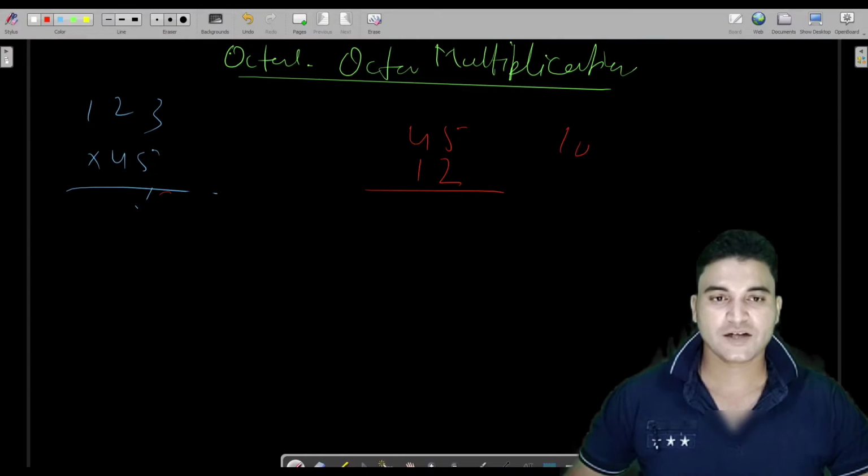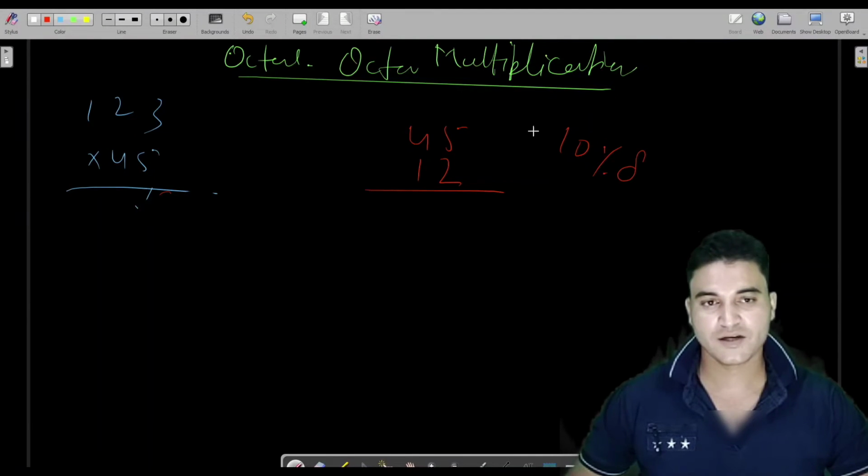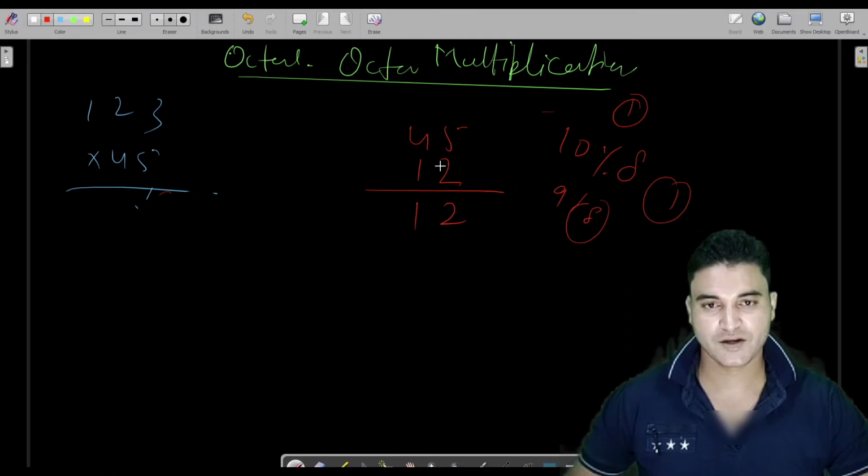2 into 5 is 10, remainder with 8, we got 2, 1 as the carry. 2 into 4, 8 plus 1, 9. So again we would take remainder with 8, so this time we got 1 remainder and 1 carry. So 2 into 0, 0, 0 plus 1, which is carry 1, so we would add 1 here. Fine. So I think that is the mistake which we have made.